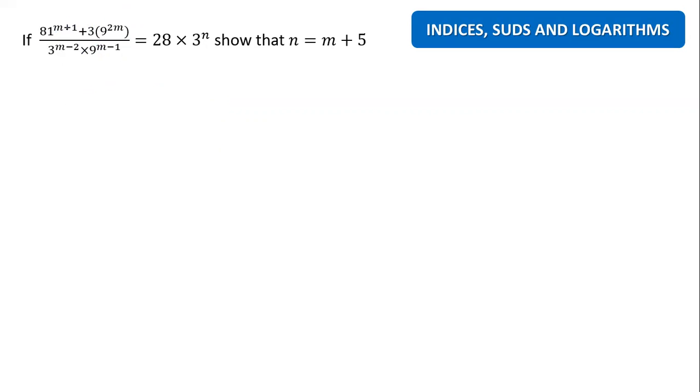So what I'm going to do here is change everything to the same base. For example, 81 is 3 power 4. The index here is m plus 1, so I just put it beside this 4, m plus 1. Got it? Plus 3. Again, we can see a 9 inside there. The 9 is actually 3 squared. Again, there is a 2m, so just put it beside. Got it? Done, simple, right?